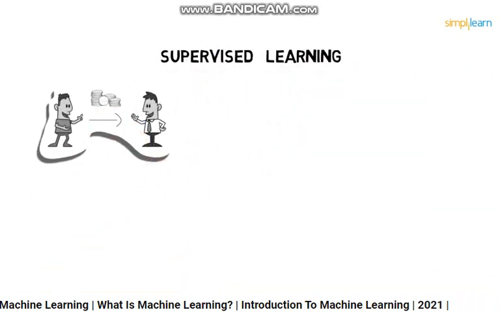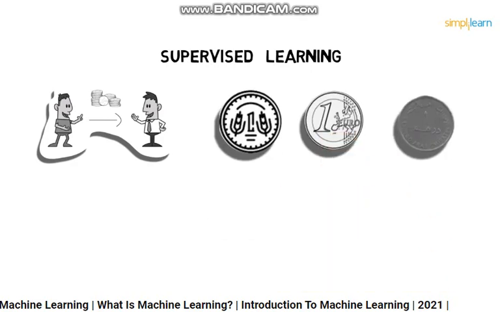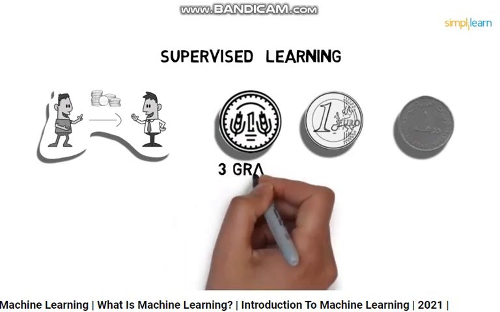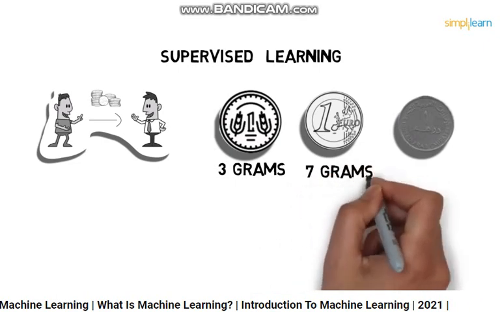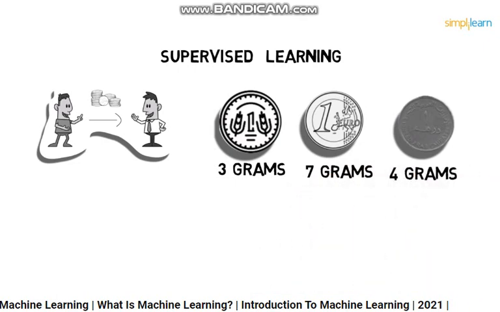Suppose your friend gives you 1 million coins of 3 different currencies, say 1 rupee, 1 euro and 1 dirham. Each coin has different weights. For example, a coin of 1 rupee weighs 3 grams, 1 euro weighs 7 grams and 1 dirham weighs 4 grams. Your model will predict the currency of the coin.